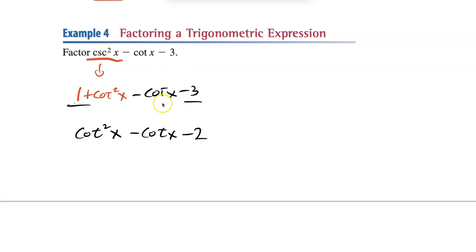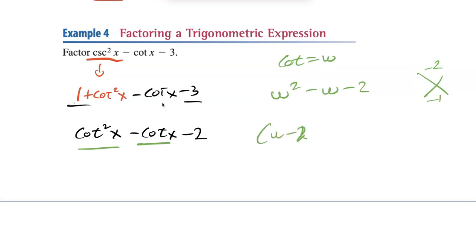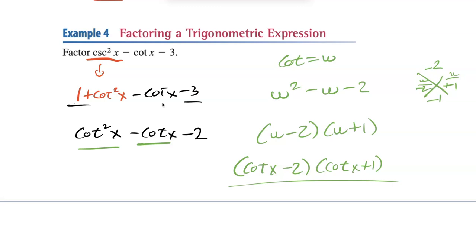And then we're going to have to factor this. Again, if you're having a hard time factoring it, just make cotan equal to w. So I'm going to get w squared minus w minus 2. That's going to be w minus 2, sorry, almost messed that up, and w plus 1 is the combination, if I filled it out correctly. And then put your cotan back. So this is cotan x minus 2, cotan x plus 1. And it's factored.